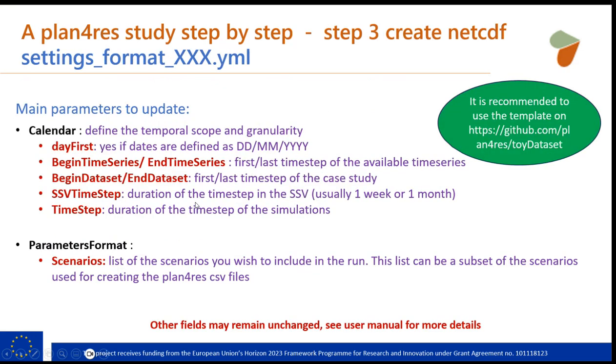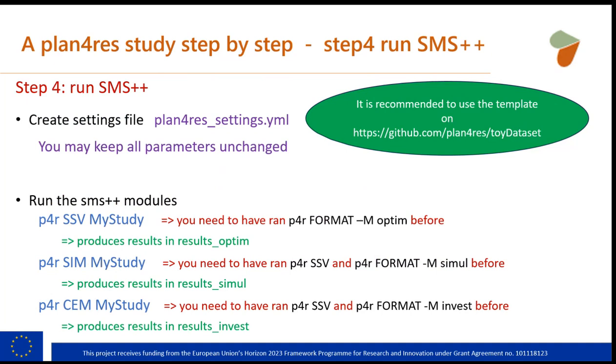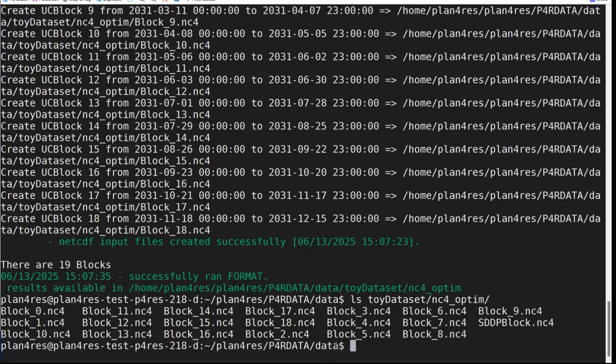So now that I have done this, I will be able to run the modules. If I want to run SSV, I need to have created the netcdf files with the optim option. If I want to run SCENE, I need to have created them with the simul option. And if I want to run SEM, I need to have created them with the invest option. So as we have the data set for the SSV, let's run the SSV.